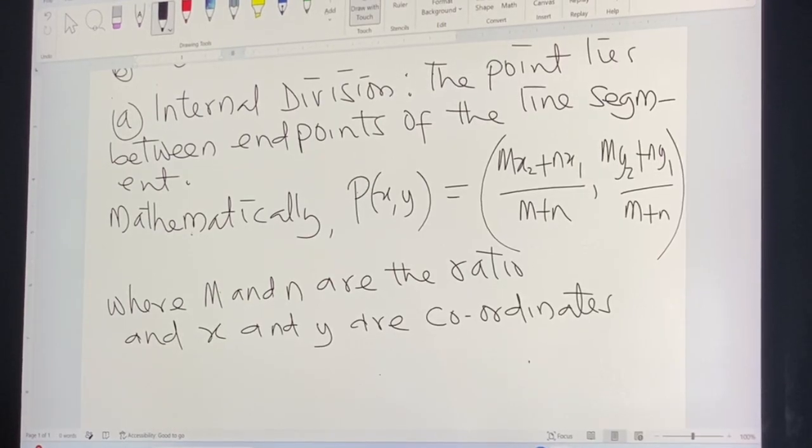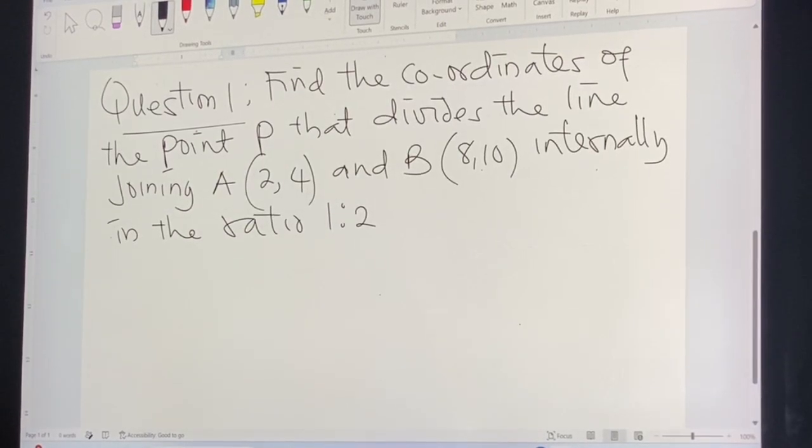All right, question 1, please. So we are given a question here. Before we solve this question, let's understand the question carefully. They said find the coordinates of the point P that divides the line joining point A (2, 4) and point B (8, 10) internally in the ratio 1:2. Now, before we solve this question here, let's try to understand this.